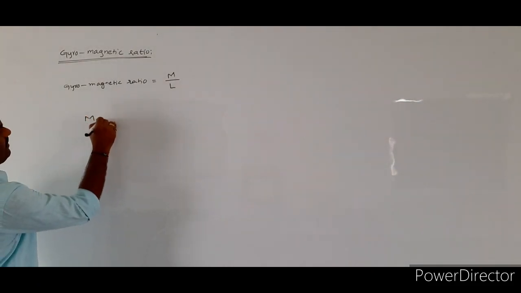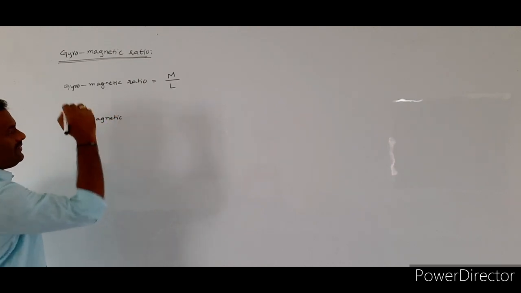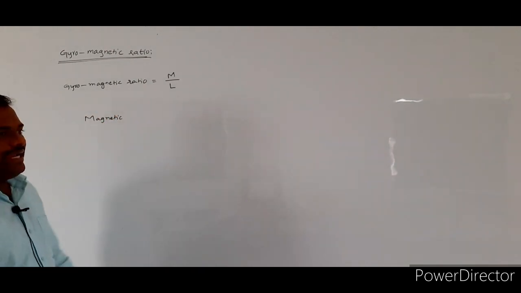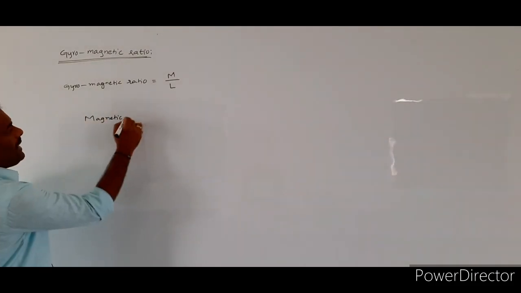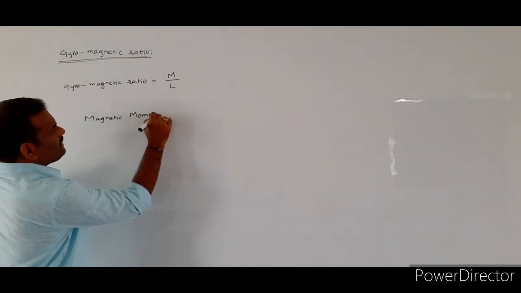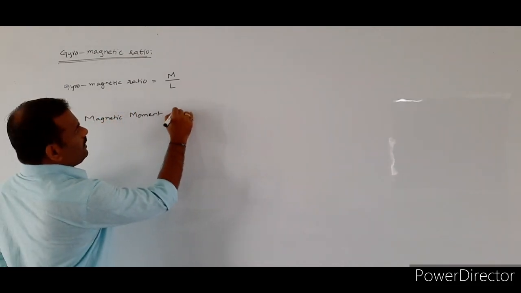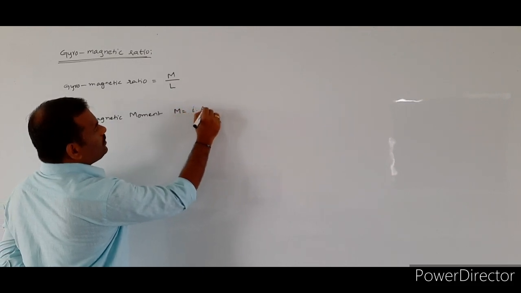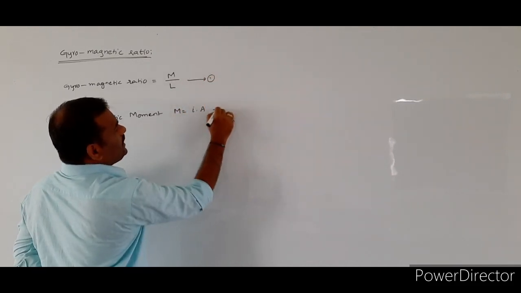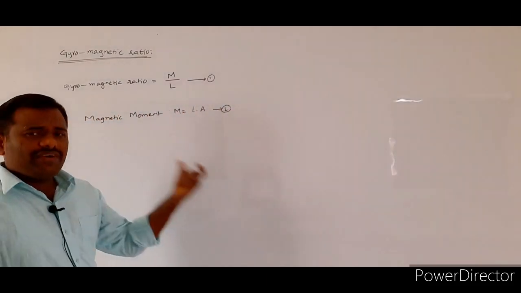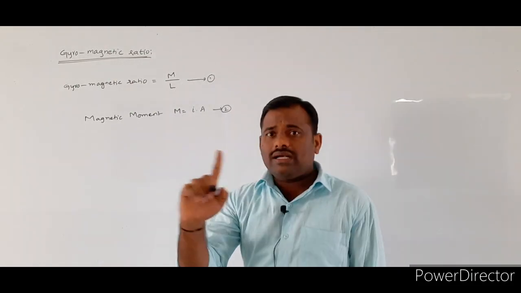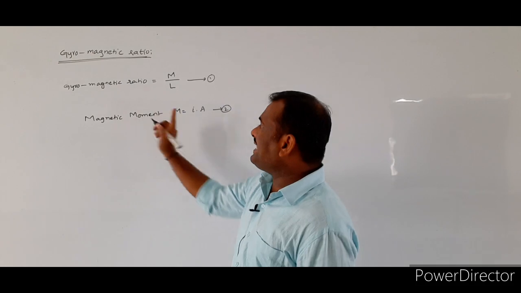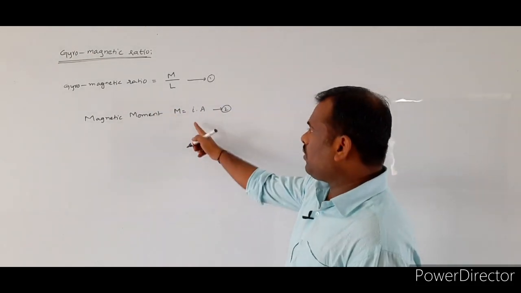In the last lecture, we derived the formula for the magnetic moment of a circular current carrying coil. The magnetic momentum of the circular current carrying coil is given by M is equal to I into A. Here, I am assuming the coil consists of only one turn, that's why M is equal to I into A.